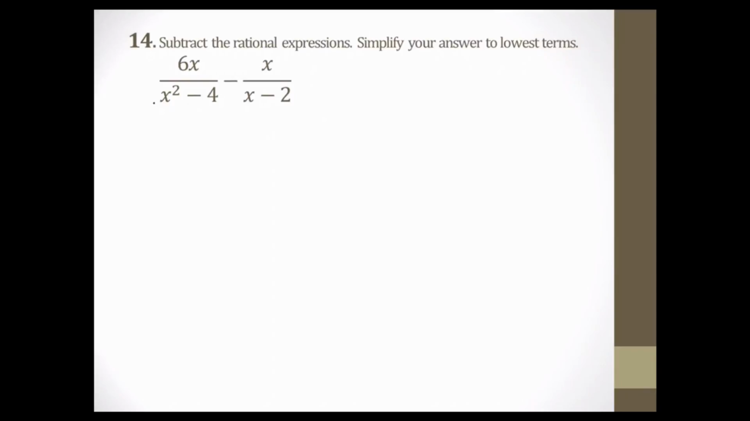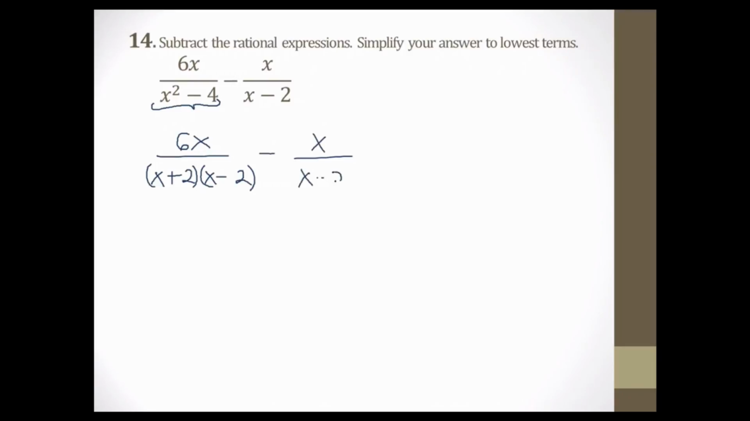To do that, this side is not in factored form, so let's first factor this side. X squared minus 4, that will be the difference of squares, and you factor that by taking the square root of the first term and the last term, which is an x and 2, x and 2, and then you just need opposite signs. And that will be x squared minus 4 in factored form.